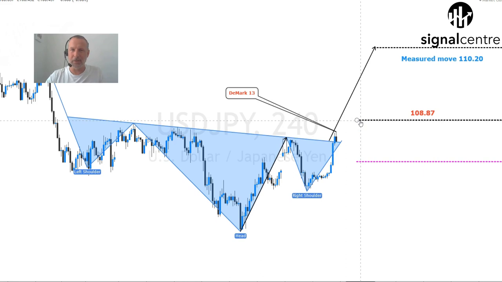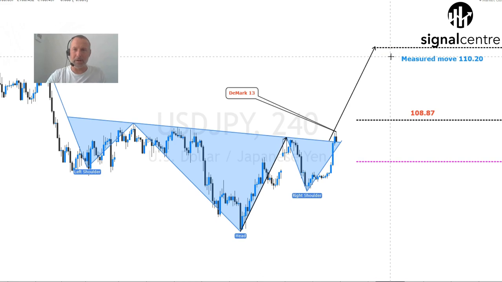So buying into the market at these current levels is probably unwise. We've also got a DeMark 13 count. So that again could highlight that we see at least a downside correction. If this formation plays out, then the measured move target is up here at 110.20. But again, these signals are pretty mixed.